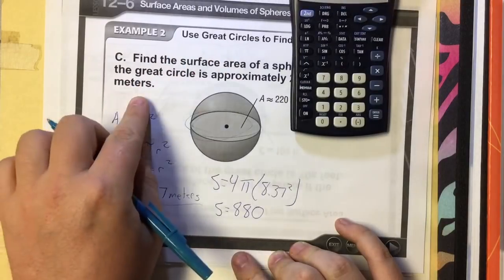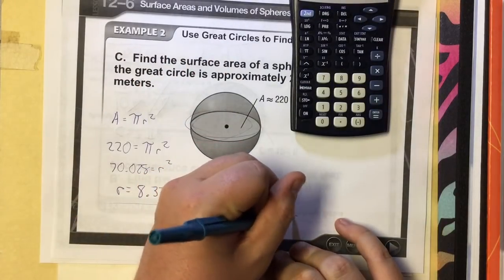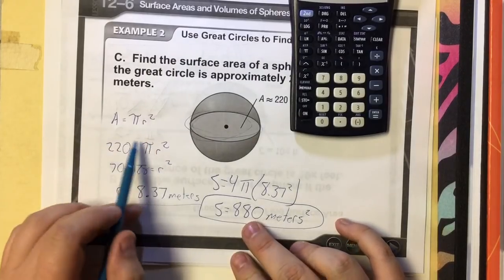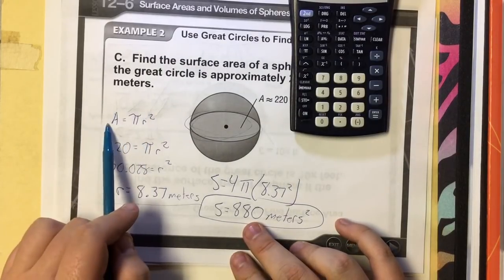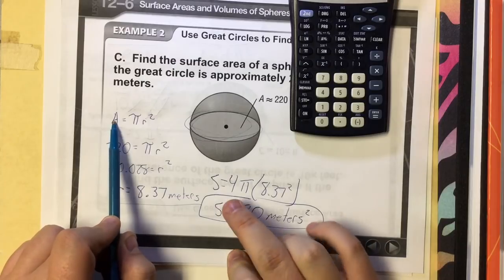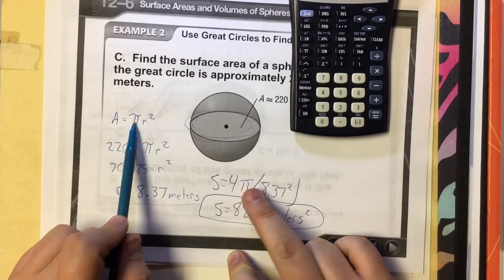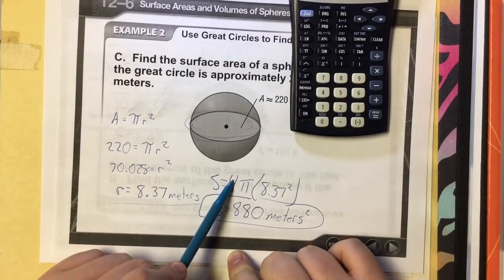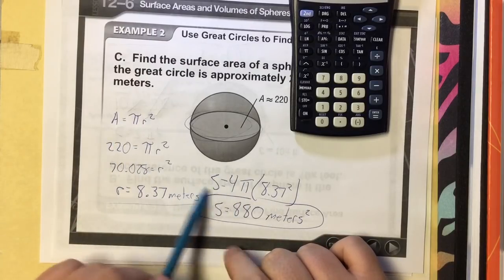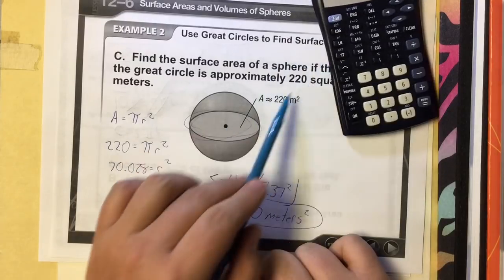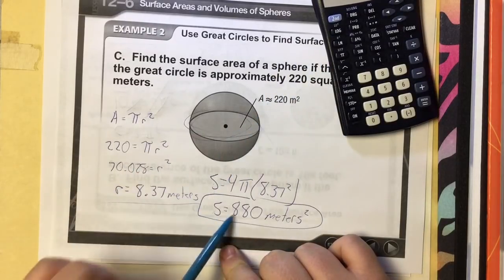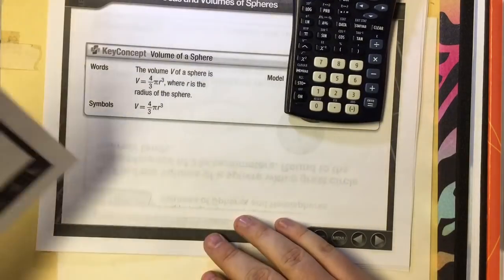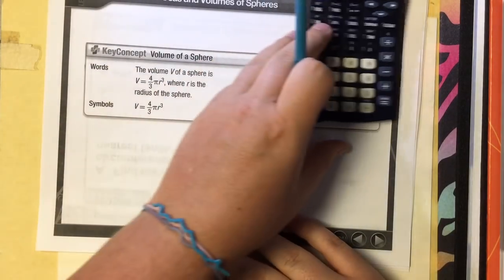And this was all in meters squared. If you notice, our formula for the area of a circle and the formula for the surface area of a sphere both have the pi r squared. Surface area just has the 4 times in front of it. So we should expect our surface area to be 4 times as big. 220 times 4 worked out for us. So it's just a quick little check to make sure we were on the right track.